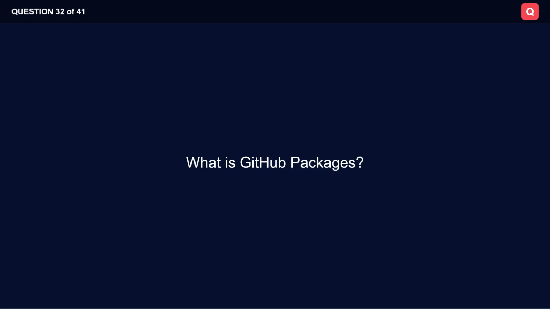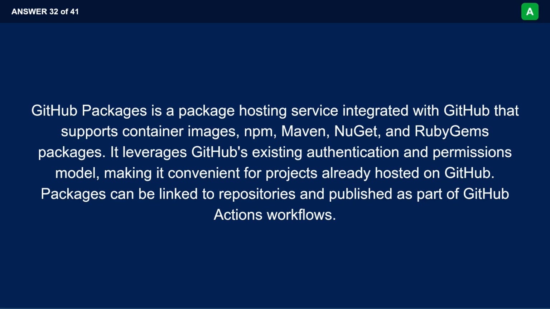What is GitHub Packages? GitHub Packages is a package hosting service integrated with GitHub that supports container images, NPM, Maven, NuGet, and RubyGems packages. It leverages GitHub's existing authentication and permissions model, making it convenient for projects already hosted on GitHub. Packages can be linked to repositories and published as part of GitHub Actions workflows.